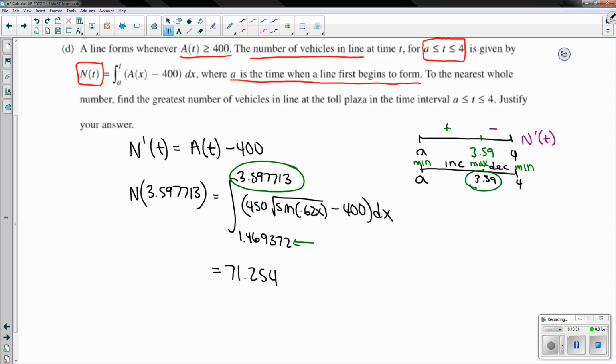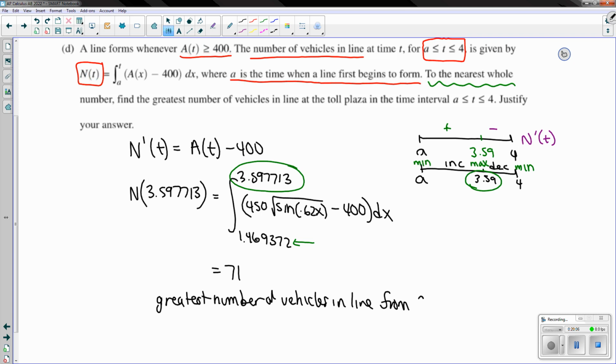And to finish off this problem, don't forget, as we stated before, we need to round to the nearest whole number. So that would be 71. So what we have determined is that the maximum number of vehicles, or the greatest number of vehicles in line, is 71. That is specifically on that interval from A to 4.